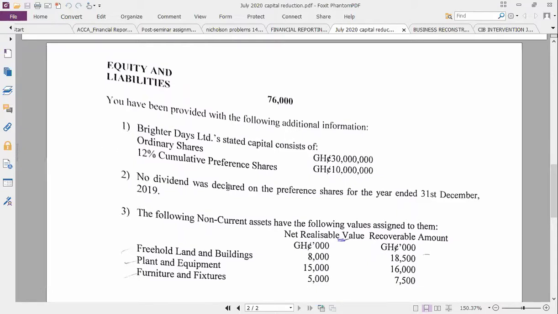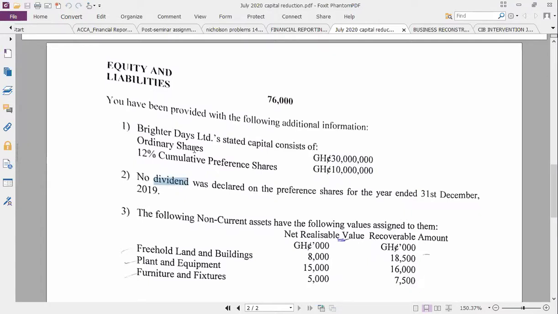So this is a smart game. No dividend was declared, so that means they are owing about 1 year dividend. So we can include it in the maximum loss. Take note: 12% of the 10,000. That's the dividend in arrears. Here it's in arrears just for 2019 because they've not declared it, so they are owing. For cumulative preference shares, the dividend is fixed. Whether you declare it or not, you have to pay.